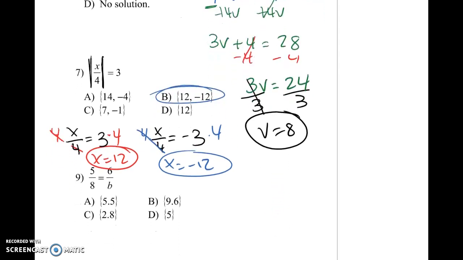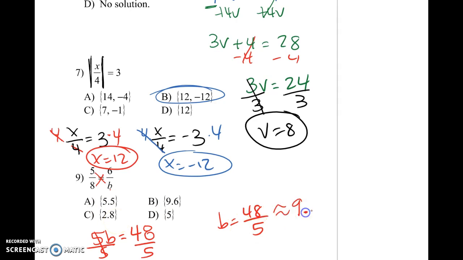Alright, number 9, I can cross multiply. So 5 times b is 5b, and 6 times 8 is 48. And then I have to divide by 5. So b equals 48 divided by 5. Now, these answer choices don't match that, so I have to convert this to decimals. 5 goes into 48, 9 point something, and the only one that matches that is b. If I had an actual calculator on me, I would punch that into a calculator and probably get 9.6.